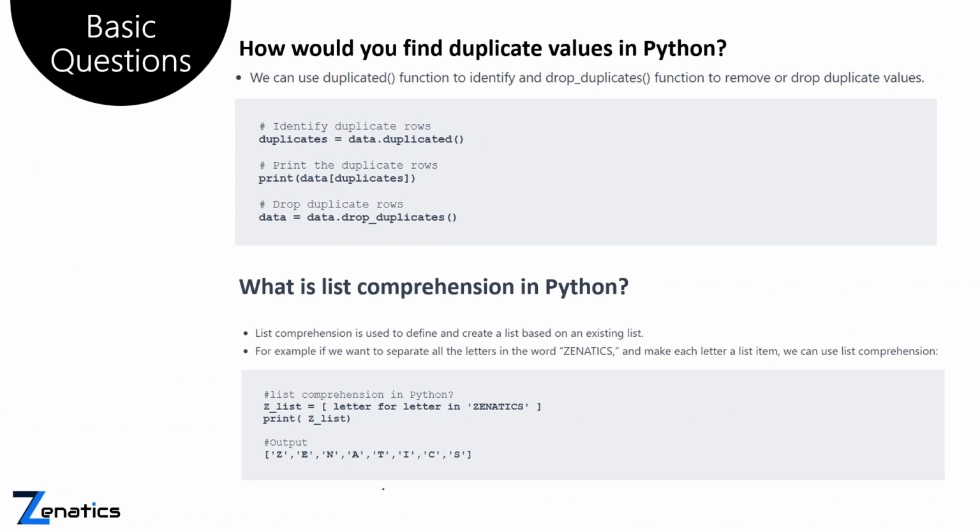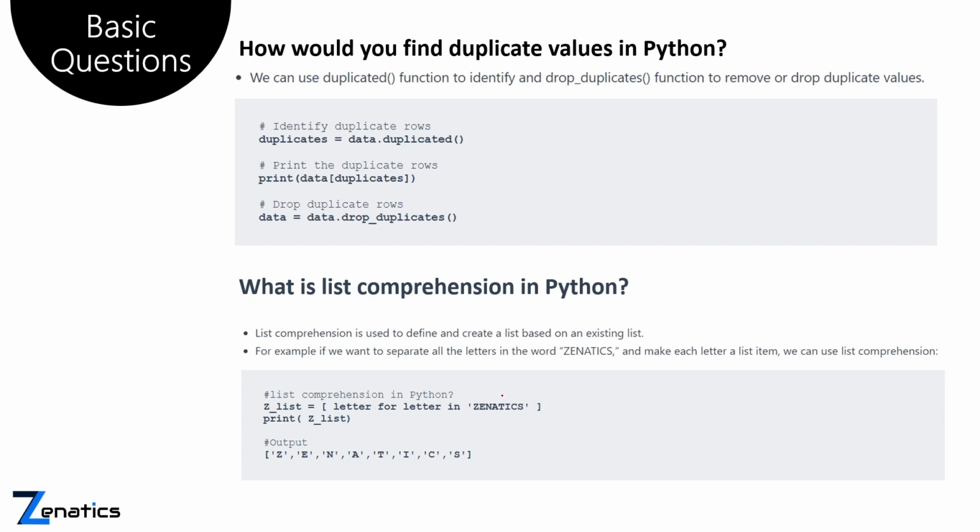Next question is, how would you find duplicate values in Python? Again, this is a part of the data cleansing process, because removing nulls, identifying the outlier, treating the outlier, identifying the duplicate values, and removing the duplicate values are very basic things in any data engineer's or data scientist's job. So how can we do that?